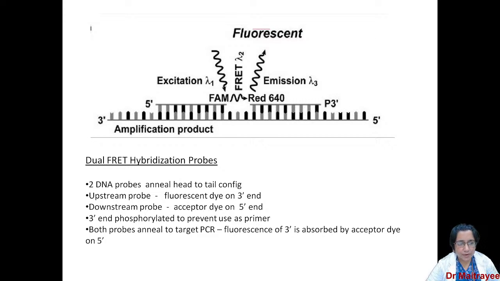This is a dual FRET hybridization probe in which two DNA probes anneal in a head-to-tail configuration. The upstream probe has a fluorescent dye on the 3' end, and the downstream probe has an acceptor dye on the 5' end. The 3' end is phosphorylated to prevent its use as a primer. When both probes anneal, the fluorescence of the 3' end is absorbed by the acceptor dye on the 5' end, which then releases another wavelength.